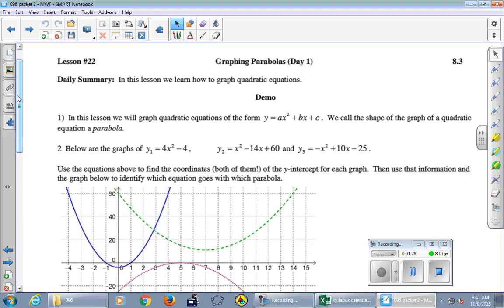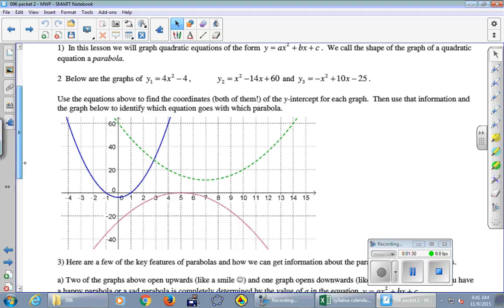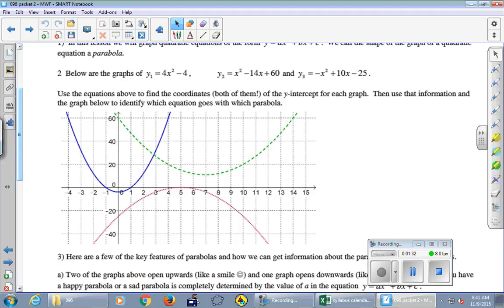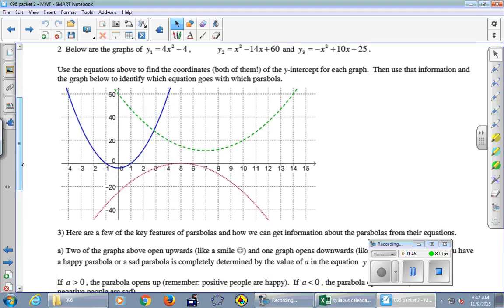So taking a look at number 2, we've got 3 equations. Instead of saying y equals 4x squared minus 4, it says y1 equals 4x squared minus 4. That little subscript is just counting. It's just a y, but I've got 3 equations. So I've got a y1 equals, and a y2 equals, and a y3 equals. And they are graphed here in this picture.